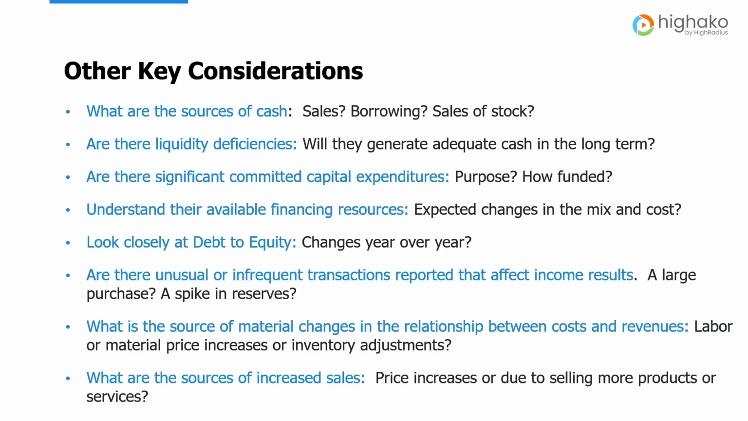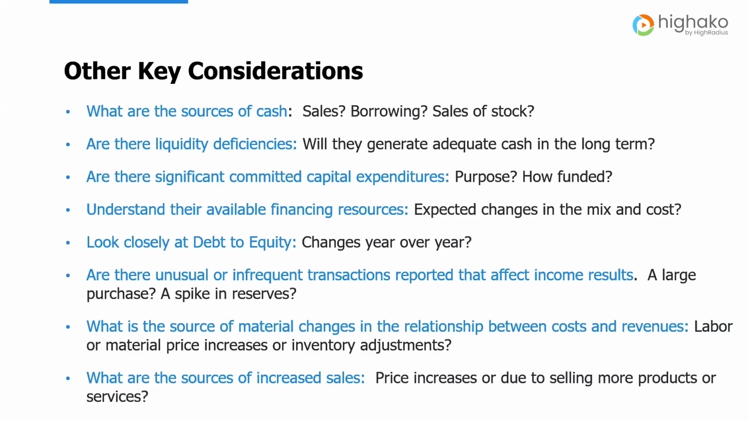Are there liquidity differences that you should be concerned about as to whether they're going to be able to generate enough cash in the future to pay their obligations in the long term? Do they have commitments to significant capital expenditures? If they do, what is the purpose for those capital expenditures? Is it something that's going to enhance the productivity of the company, the ability to generate revenue and profit? And how did they fund that? You need to understand how they funded that. Understand their available financing. Are there changes in that financing and the mix of the financing or the cost of the financing that would be of concern?